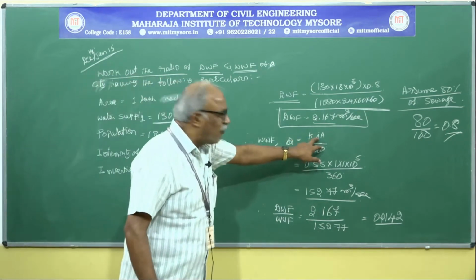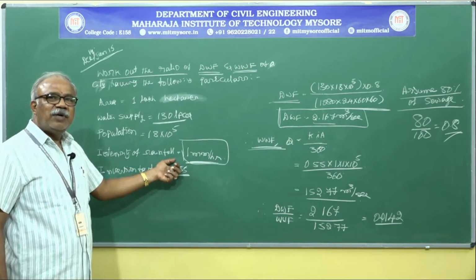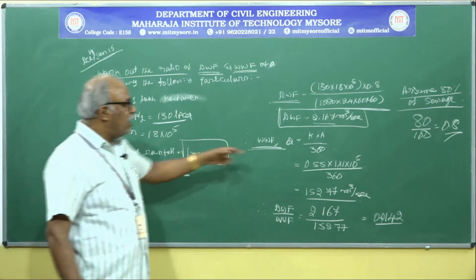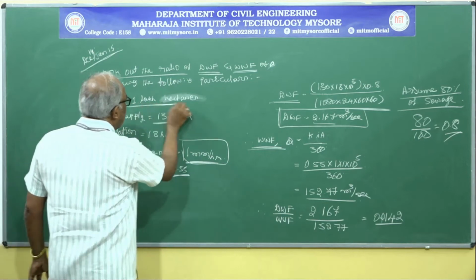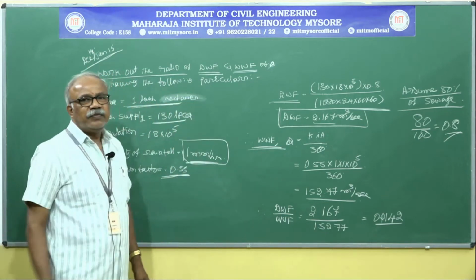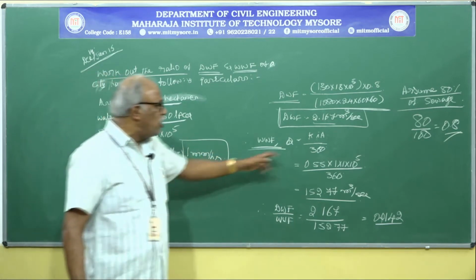So intensity of rainfall I, that is also given in this problem. That is 1 millimeter per hour. And A, area, that is also given. That is 1 lakh hectares. Then directly we can substitute these values into this equation.